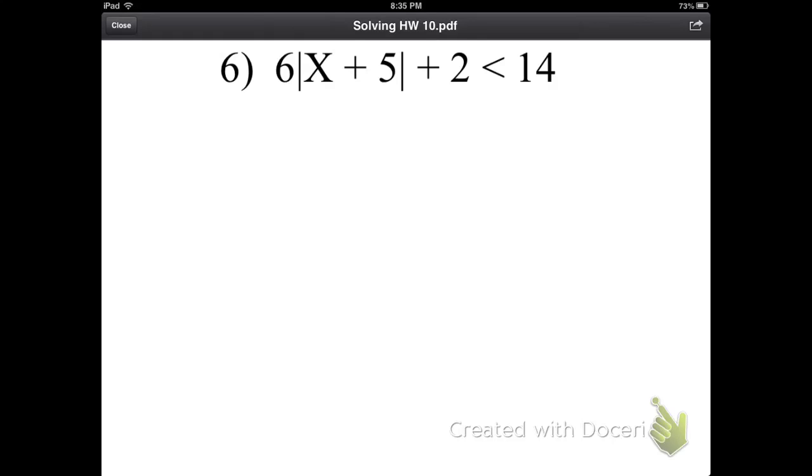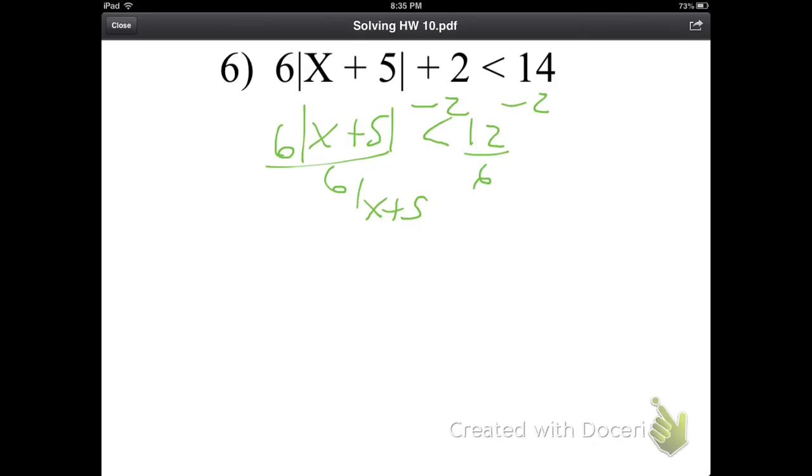Number 6. Same thing we had to do at the start. We had to get rid of the plus 2, and we've got to get rid of the 6. So let's subtract 2 from both sides, and we'll get 6 absolute value of x plus 5 is less than 12. We'll divide by 6, and we get absolute value of x plus 5 is less than 2.